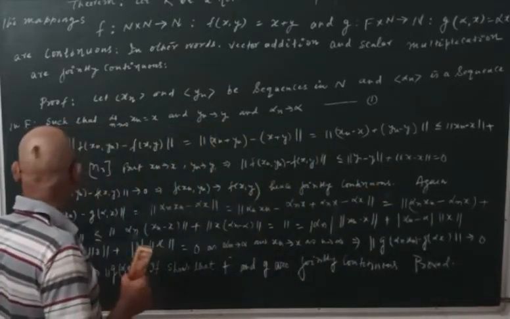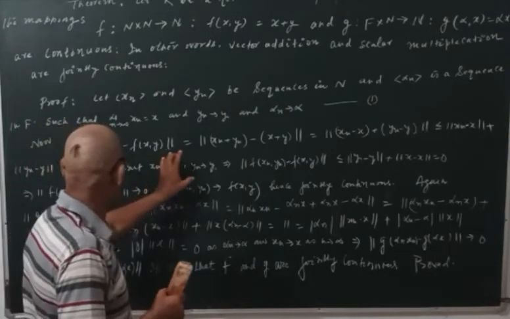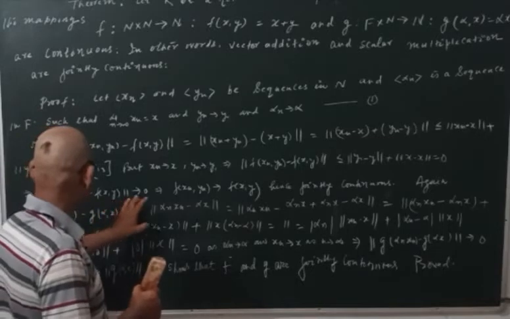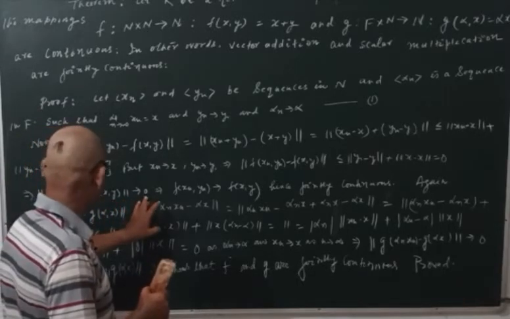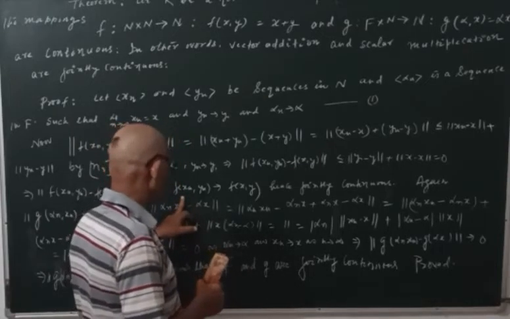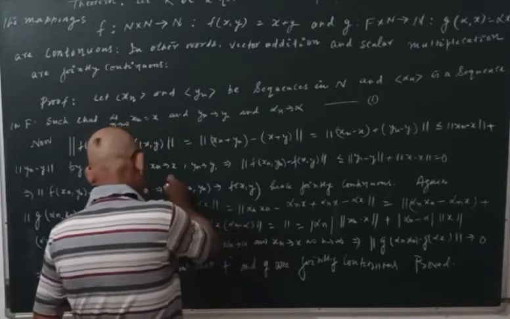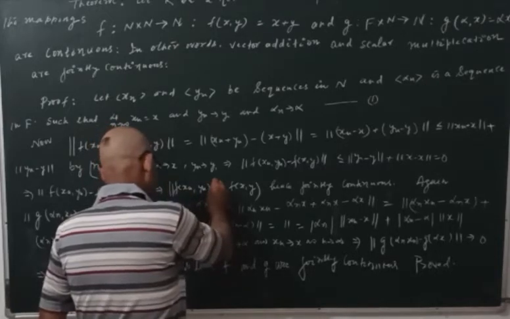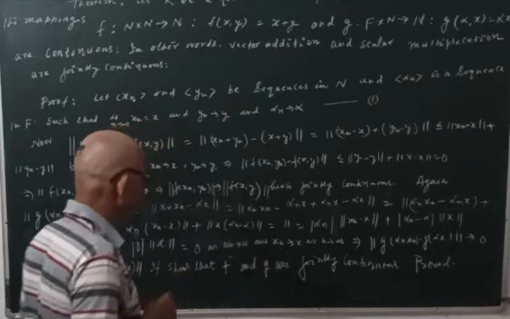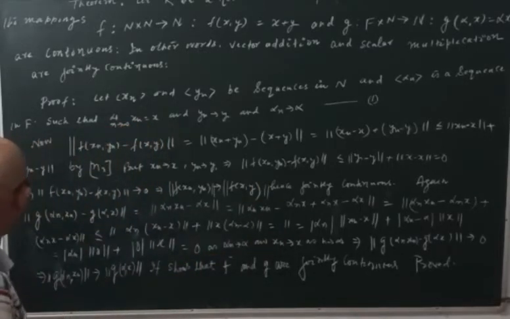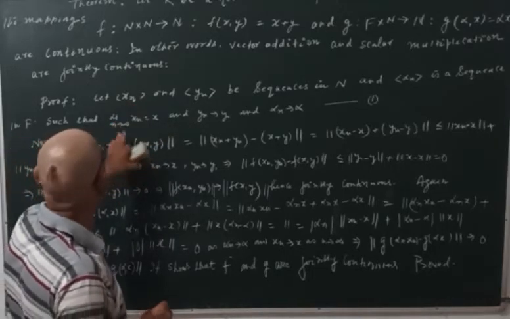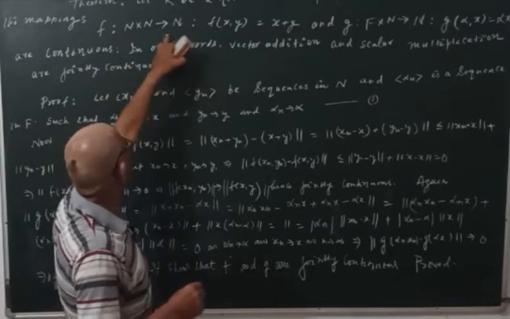So the norm of f(xn, yn) minus f(x, y) tends to 0, or the norm of f(xn, yn) converges to the norm of f(x, y). Hence it is jointly continuous. So the first condition we have proved.